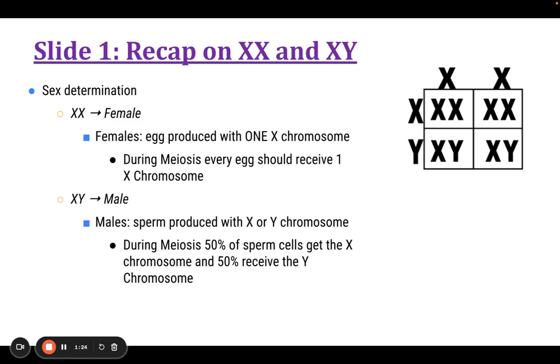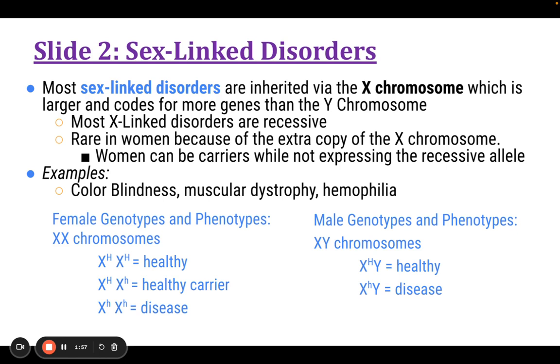So for sex determination in reproduction, because there's a 50% chance the sperm cell carries either an X or a Y chromosome, that means there's a 50% chance the offspring will be female and a 50% chance the offspring will be male. So that is an important thing to remember regarding probability of sex-determining chromosomes and where they come from in meiosis. Most sex-linked disorders are inherited on the X chromosome.